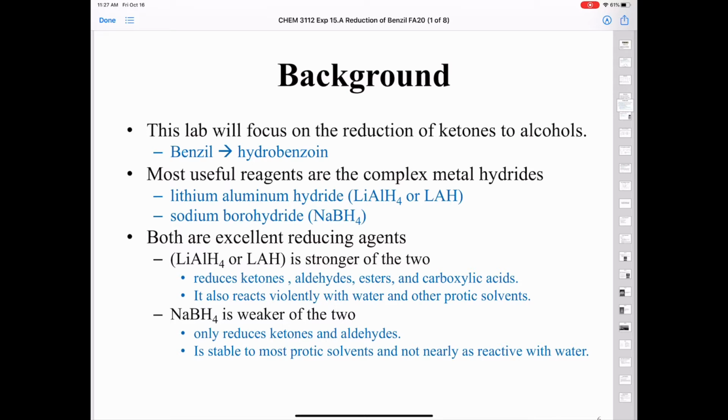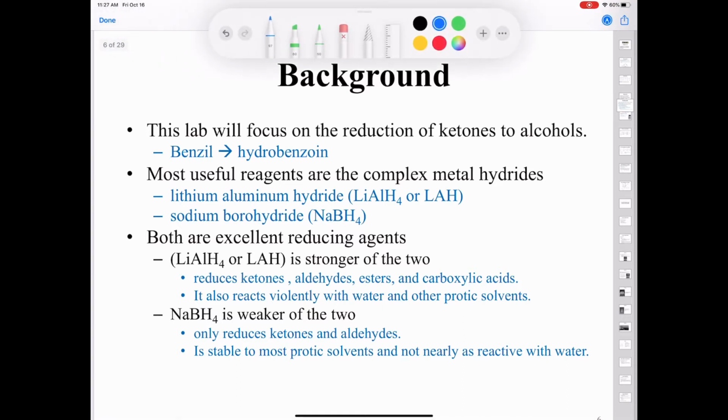Namely, we're going to start with a molecule called benzil, which has 2 carbonyls or 2 ketone functionalities, and we're going to convert it into hydrobenzoin. Anyhow, the most useful reagents are the complex metal hydrides. Again, lithium aluminum hydride, which we abbreviate as LAH a lot of times, or sodium borohydride.